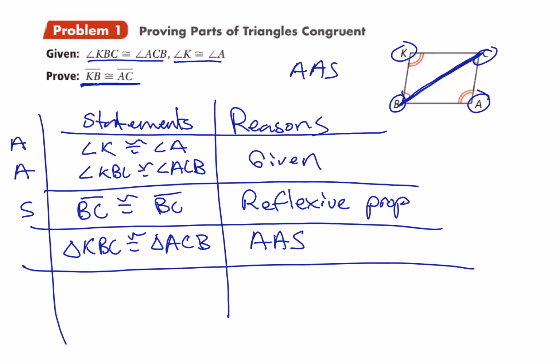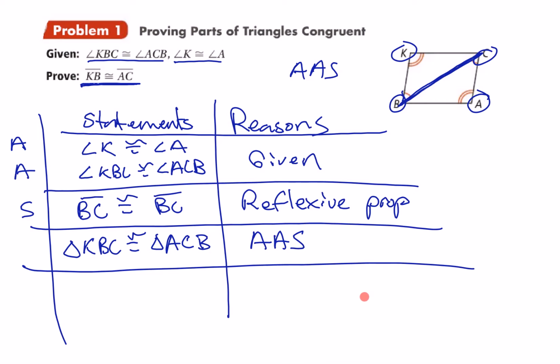And then you should be able to tell me about three sides. You should say side KB is congruent to side AC, side BC is congruent to CB, and then the first and last, side KC, is congruent to side AB. All six of those things.